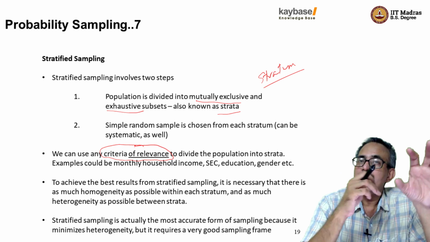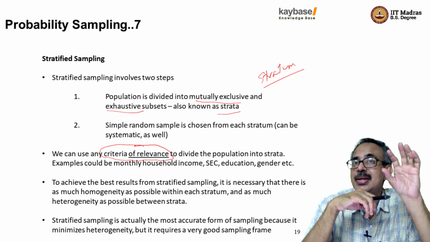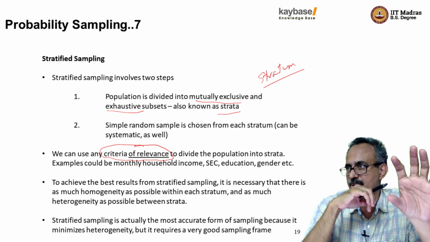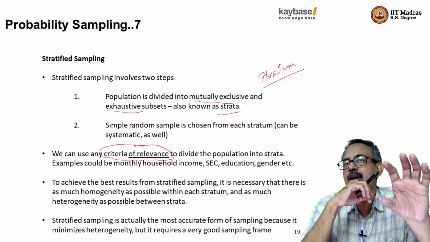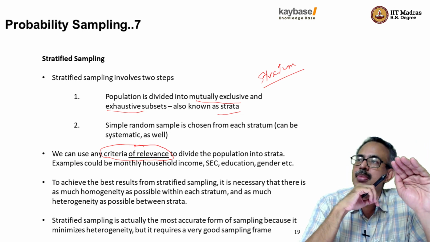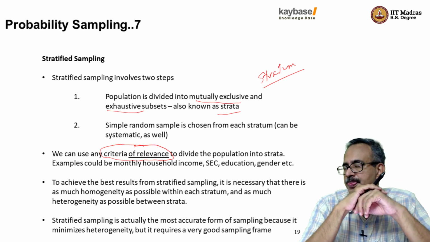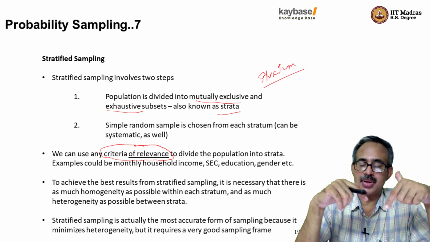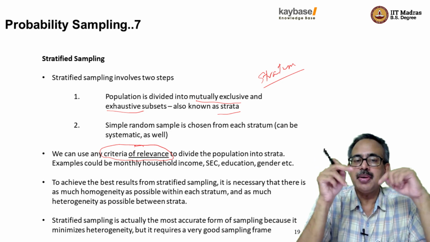Right? So, you must select strata based on criteria of relevance. If the study is to find out what percentage of Indians have costly cars, then you will divide them into strata based on income, because that's a relevant criteria. So, this is common sense, right? Statistical principles don't tell you anything here. You have to apply your common sense.